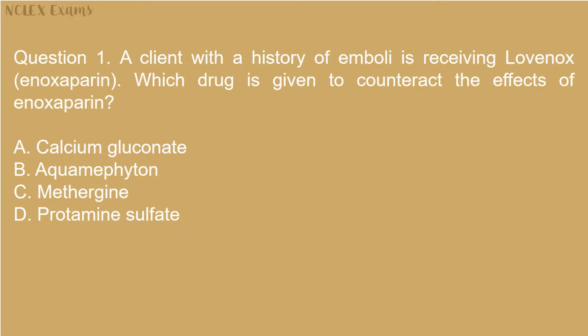Question 1. A client with a history of emboli is receiving enoxaparin. Which drug is given to counteract the effects of enoxaparin? A. Calcium gluconate. B. Aquamephyton. C. Methergine. D. Protamine sulfate.